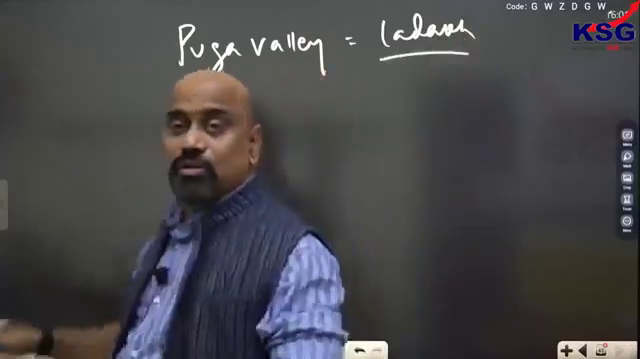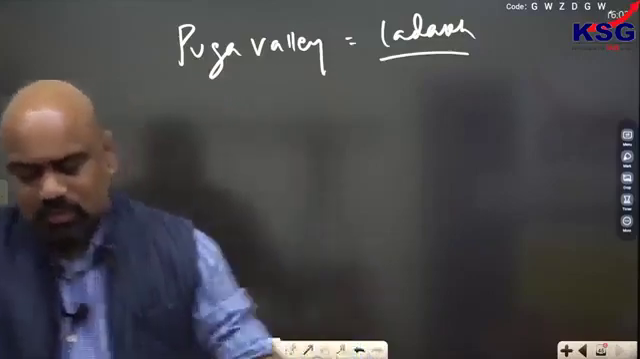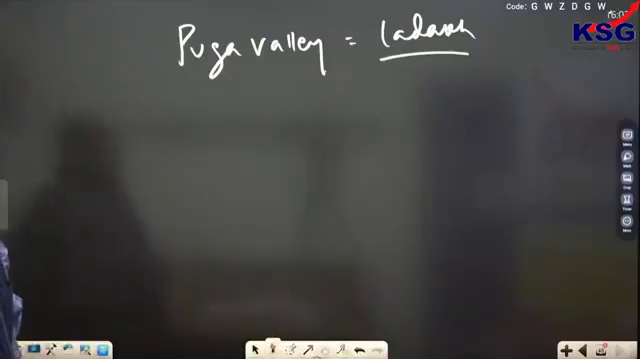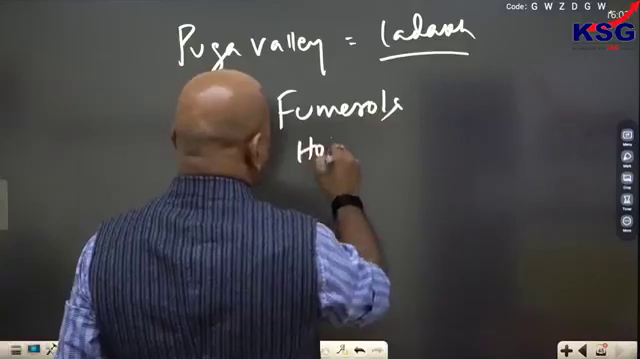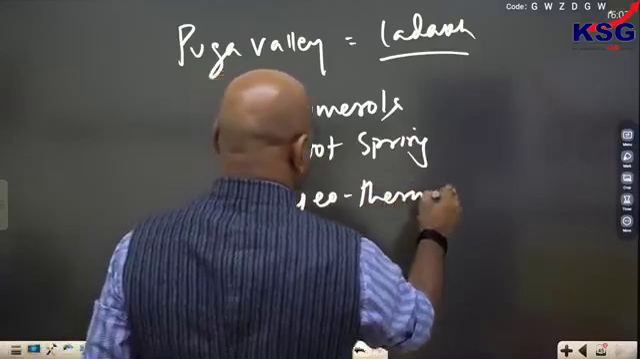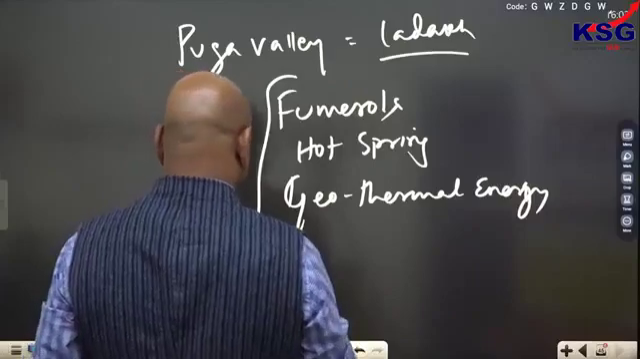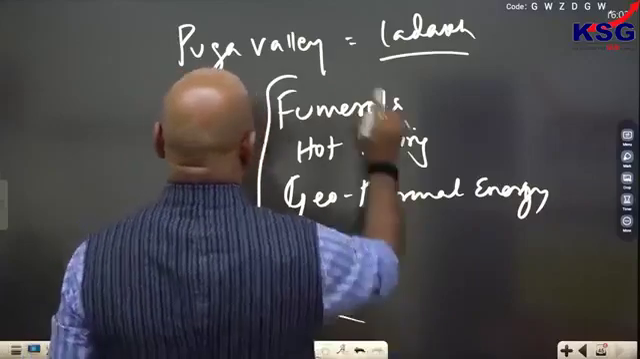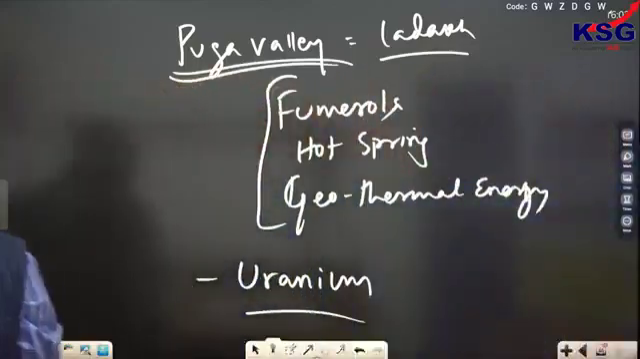Remember, here we got a huge quantity of petroleum, we got natural gas and petroleum in the Puga Valley. Puga Valley is important for geothermal energy also. Puga Valley has large potential of geothermal energy. Sulfur, fumaroles, hot water sources are there. Fumaroles, hot springs, geothermal energy, and you also have uranium from this Puga Valley region. Puga Valley is known for all this. Puga Valley is in Ladakh, very important.